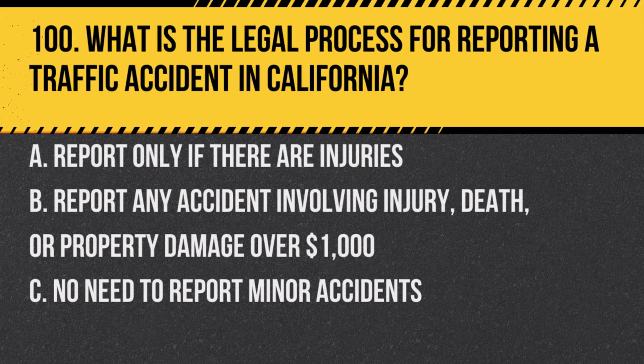Question 100. What is the legal process for reporting a traffic accident in California? A. Report only if there are injuries. B. Report any accident involving injury, death, or property damage over $1,000. C. No need to report minor accidents. Answer: B. Report any accident involving injury, death, or property damage over $1,000. In California, you are legally required to report any traffic accident involving injury, death, or property damage exceeding $1,000.